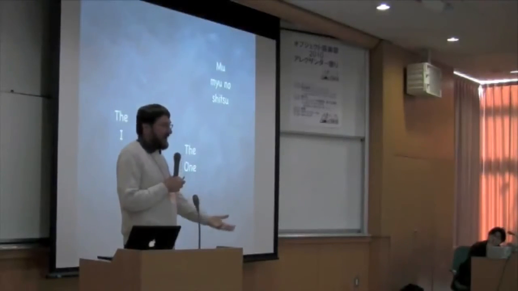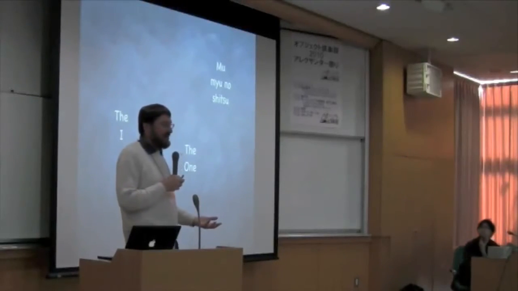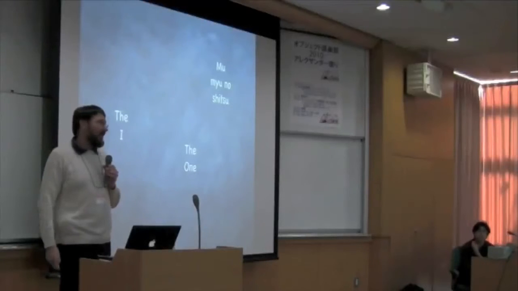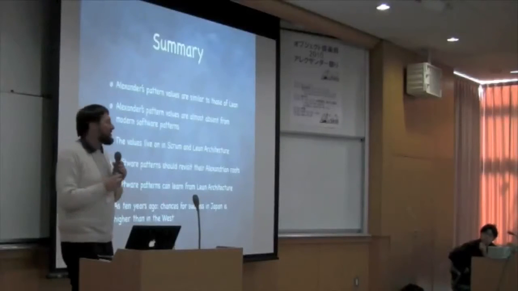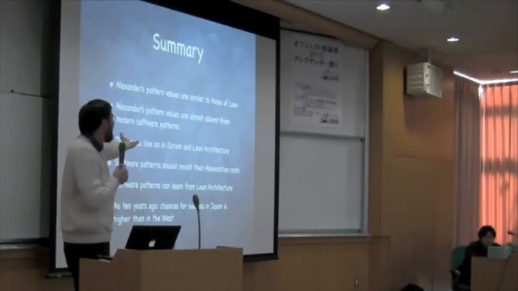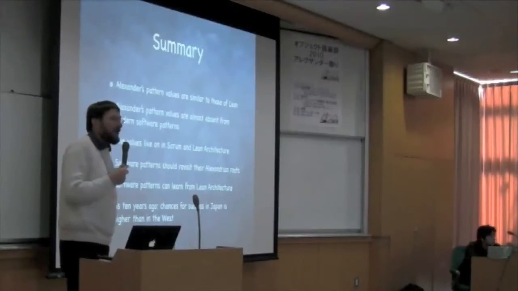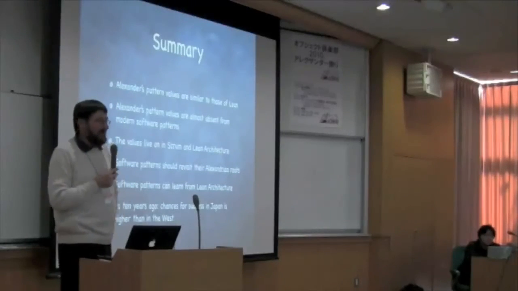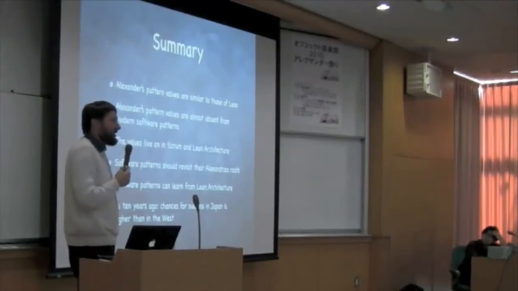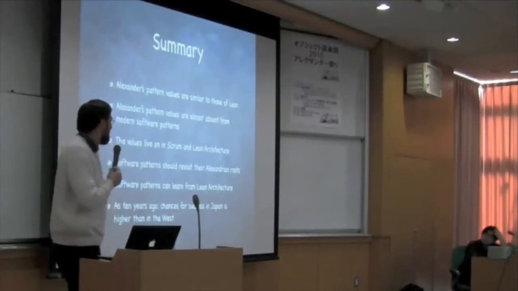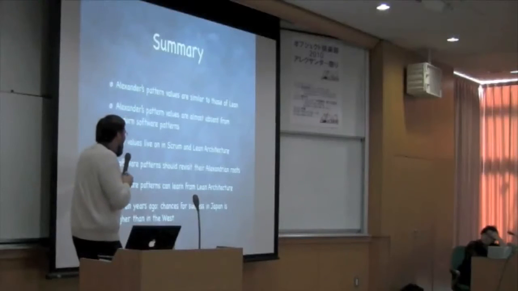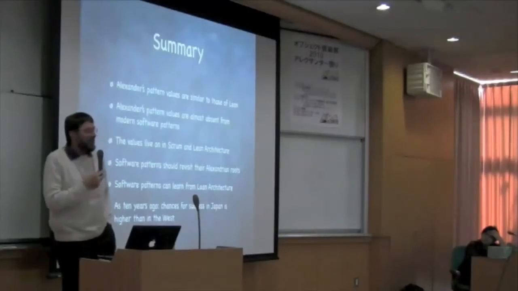This is the level at which architecture starts to add value to our end users and fulfills the agendas of lean and agile, and adding value to our communities and improving quality of life. That is the pattern agenda. So Alexander's pattern values still live on. They're very similar to those of lean, but they're almost absent from modern software patterns. The values are there still in Scrum, in lean architecture, and some other ideas that still live on in software.